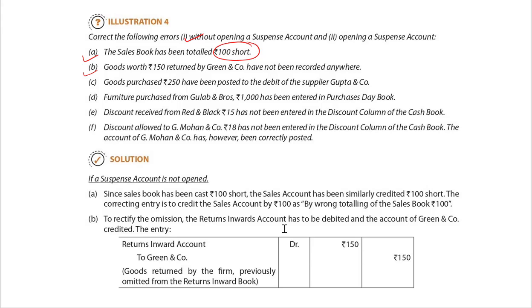B. Goods worth 150 returned by Green and Company have not been recorded anywhere. I think you have read A and B both.